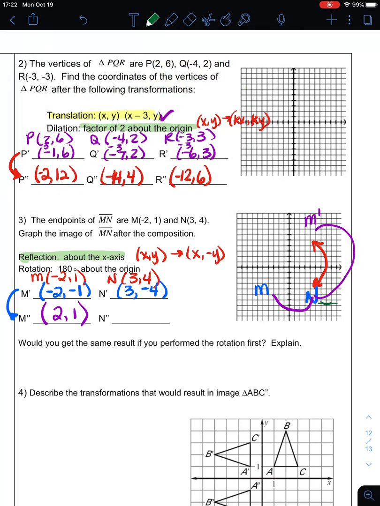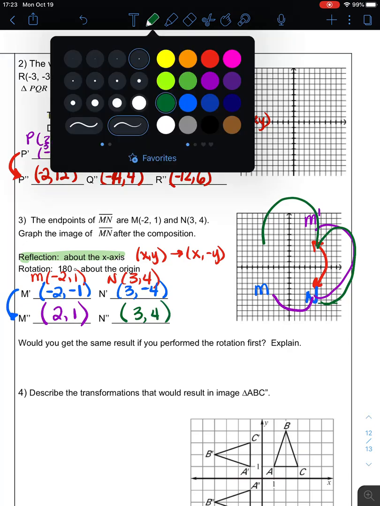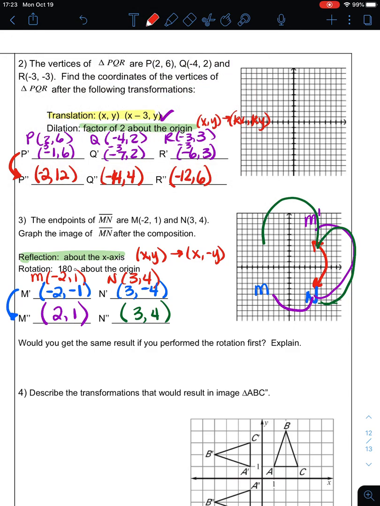Then I've got N. N is going to switch and then same. And so its ordered pair is going to be the same order, 3 and then 4. And it's in quadrant 2. And so you need to go in and name it according to quadrant 2, which is negative, positive. So it's a negative 3, positive 4. So that's where your final answer is. It's at that M double prime and N double prime.